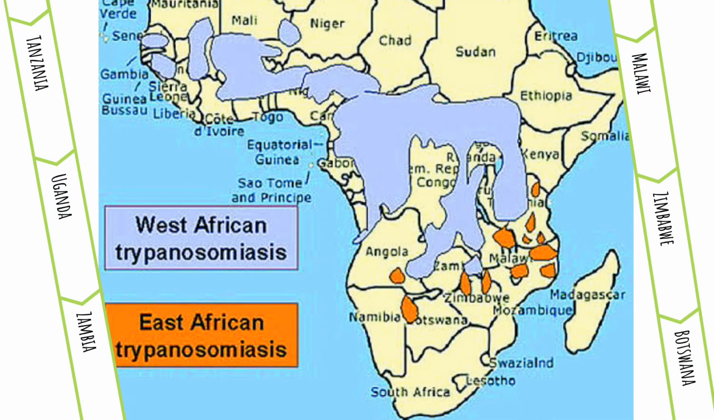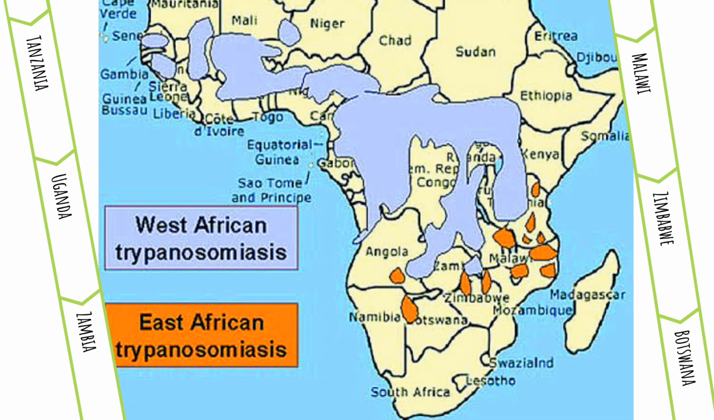As you can see in the figure, there are two types of trypanosomiasis. The West African trypanosomiasis, which is caused by the Trypanosoma brucei gambiense, and the East African trypanosomiasis, which is caused by the Trypanosoma brucei rhodesiense. But in this video, I will just focus on the distribution of the East African trypanosomiasis.